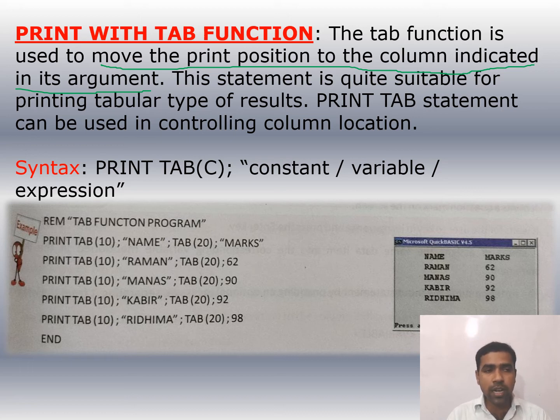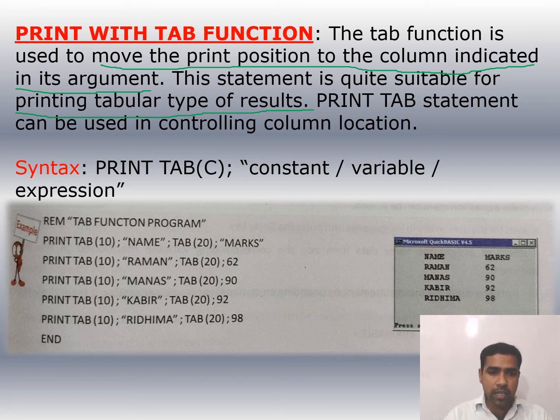In another column it will display the marks, if you are calculating the marks. So it will make 2 columns or 3 columns or 4 columns and print the output column-wise only. This statement is quite suitable for printing the tabular type of result. So when you are printing the tabular type of result, at that time we will use the tab function. It will display the result in a tabular form.